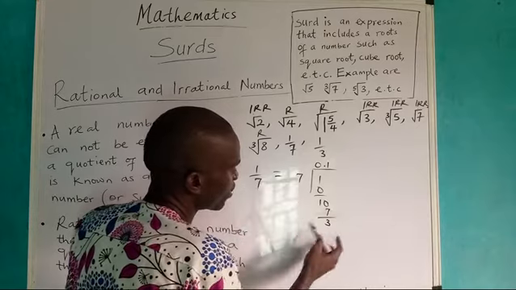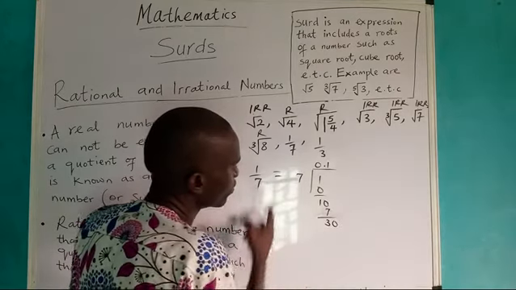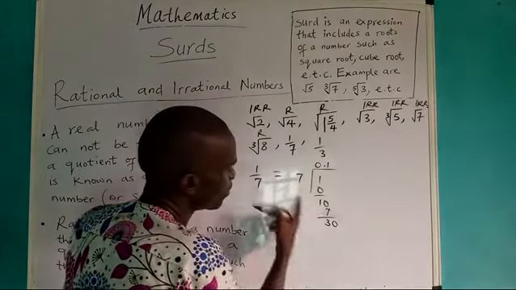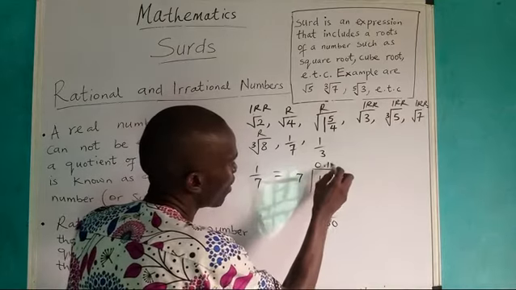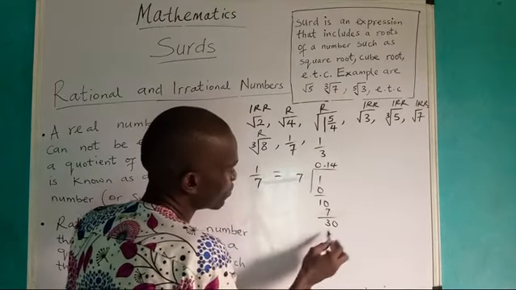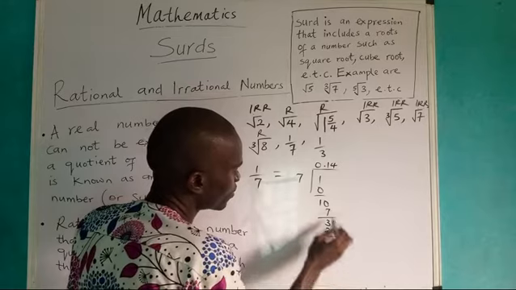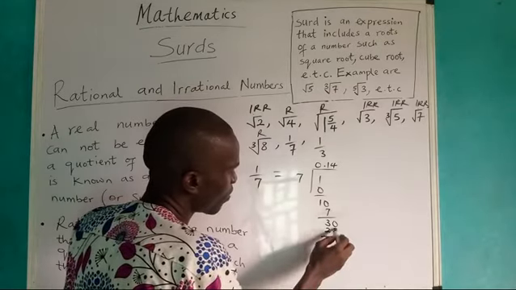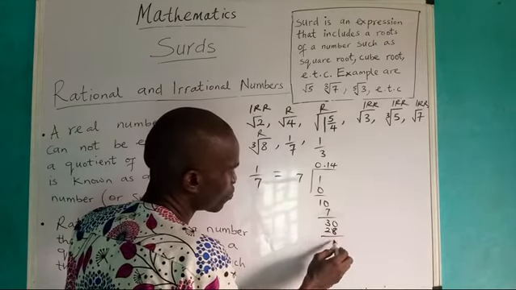Now can 7 share 3? No. Put 0 again so that I can share it, it becomes 30. 7 share 30, I will have 4, because 4 times 7 is 28. Okay, let us see again. When I minus, I am going to have 2.